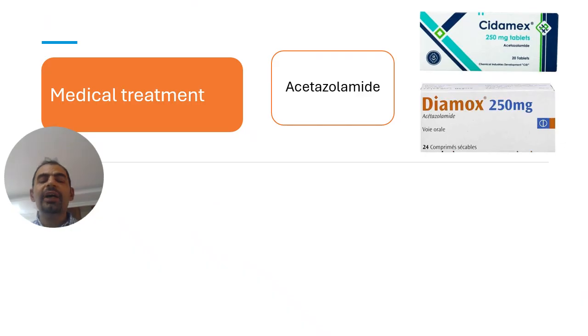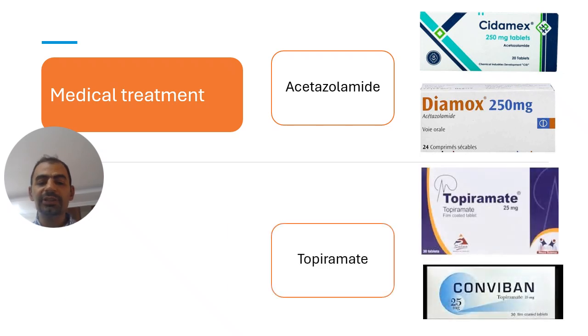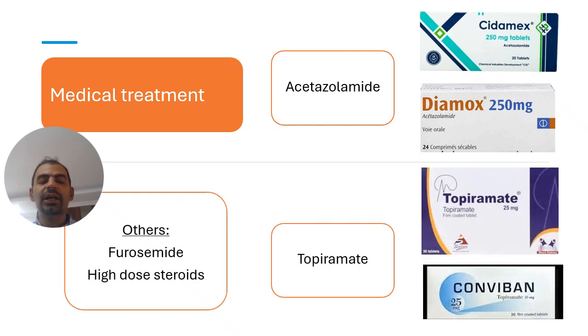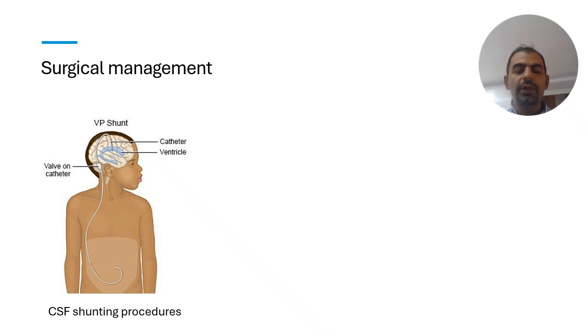The treatment of the IIH is primarily the job of the neurologist, and I'm not going to go deep in this part. However, the main drugs used for treatment of IIH will include the acetazolamide, known as Diamox or Sidamex in the Egyptian market, the topiramate, and the furosemide and high-dose steroids. The surgical treatment includes CSF shunting procedure to decrease the intracranial pressure and prevent progressive optic nerve damage.